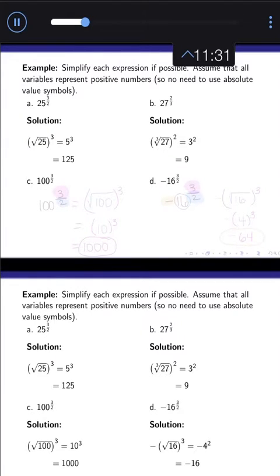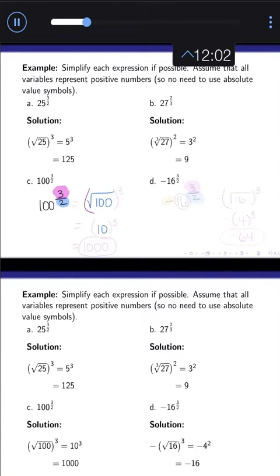Now let's look at C and D. Notice in C we have 100 to the 3 halves. Again, let's deal with the 2 on the denominator first, which means we're going to start by taking the square root of 100 first, which is 10. And then we'll take care of the 3 as an exponent, the cubed, second.